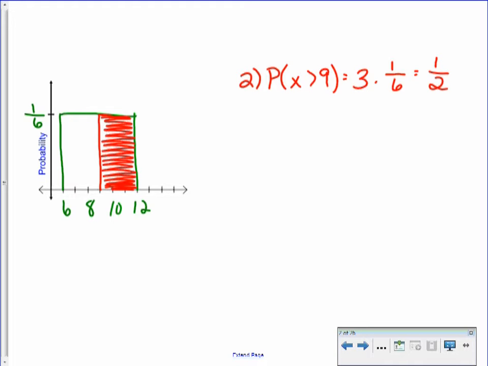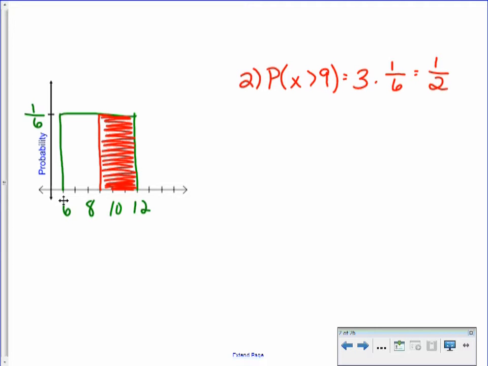Questions? So the rectangle is 1, 2, 3 wide. Alternatively, you can think about it as being 12 minus 9. Any other questions?